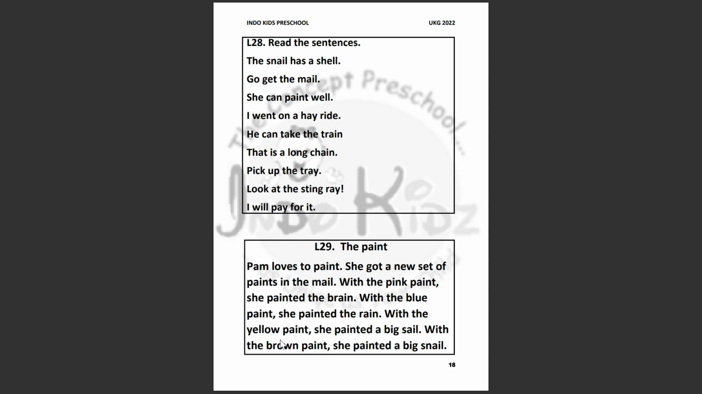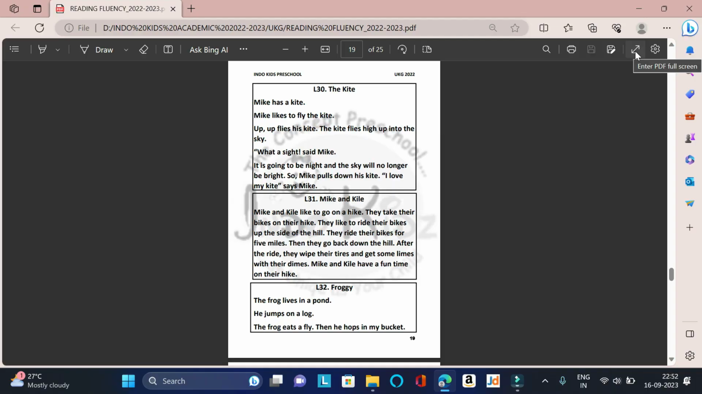With the yellow paint, she painted a big sail. With the brown paint, she painted a big snail. Read the last line once again. With the brown paint, she painted a big snail.